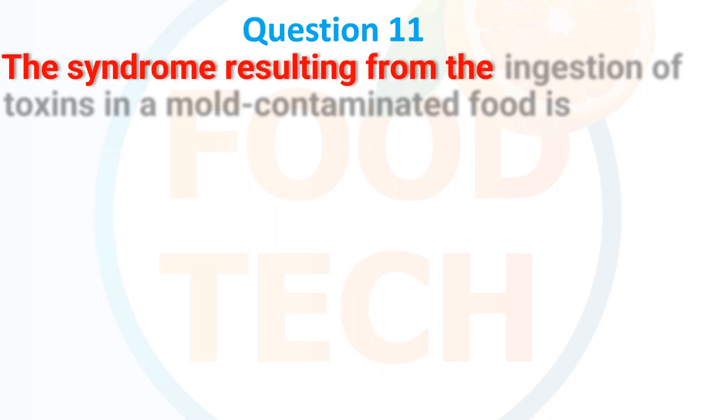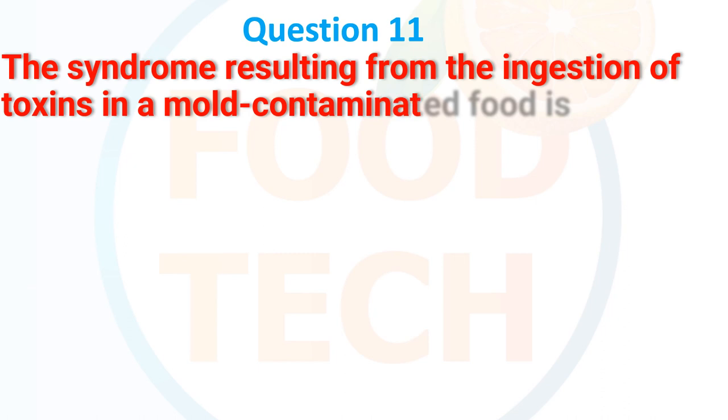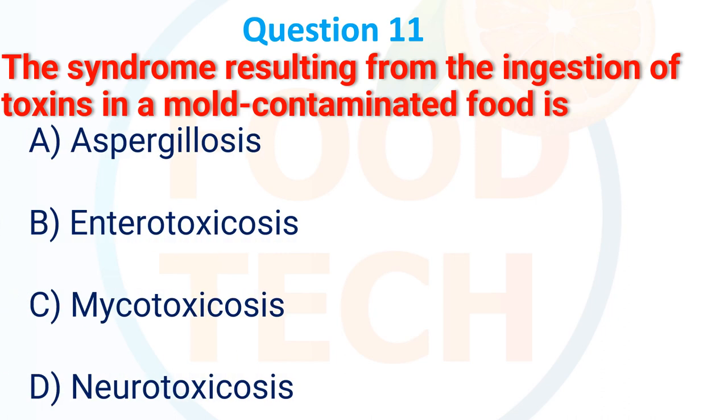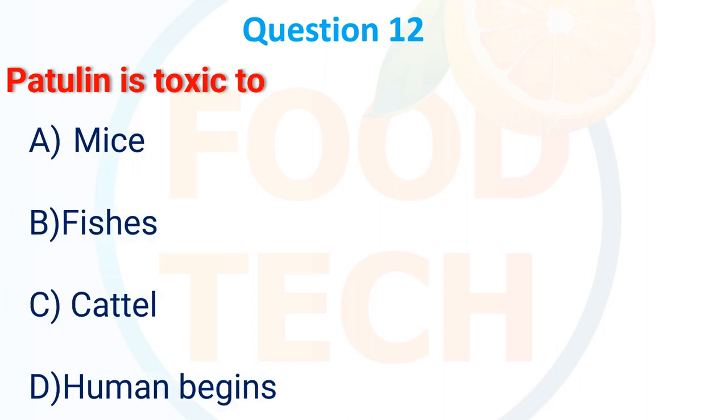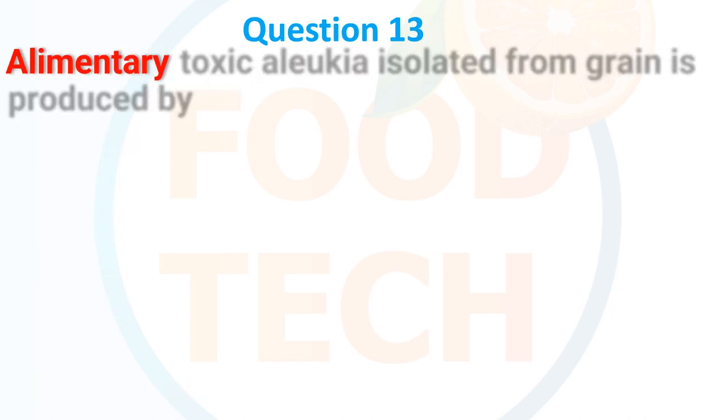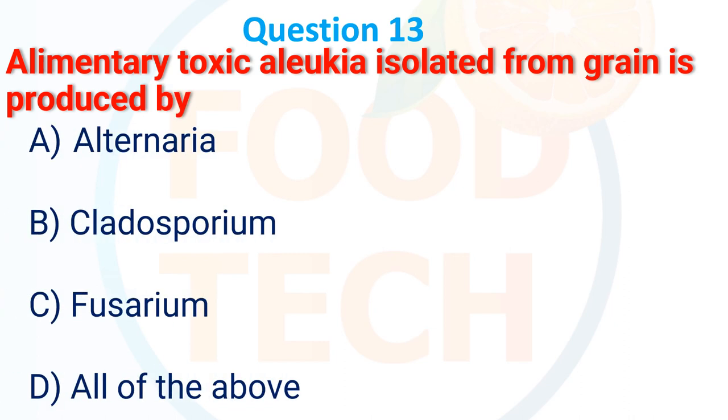The symptoms resulting from the ingestion of toxin in mold-contaminated food is A. aspergillosis, B. enterotoxin, C. mycotoxicosis, D. neurotoxicosis. The answer is mycotoxicosis. Gliotoxin is toxic to A. mice, B. fish, C. cattle, D. human beings. The answer is A, mice. Alimentary toxic aleukia, isolated from grains, is produced by A. Alternaria, B. Cladosporium, C. Fusarium, D. all of the above. The answer is D, all of the molds.